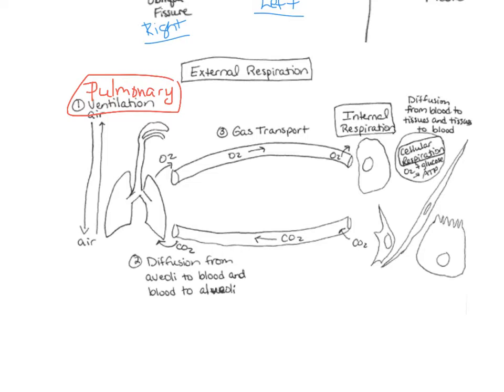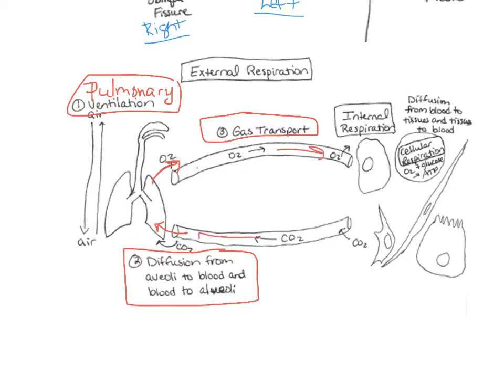Then the second one is, once we have the air in the alveoli, how does oxygen diffuse into the blood vessels, and how does carbon dioxide diffuse into the alveoli? So that's diffusion. Then the third process is gas transport. Once oxygen is in the blood, how does it get transported to the tissues? And how does carbon dioxide get transported in the blood back to the lungs? So that's external respiration.